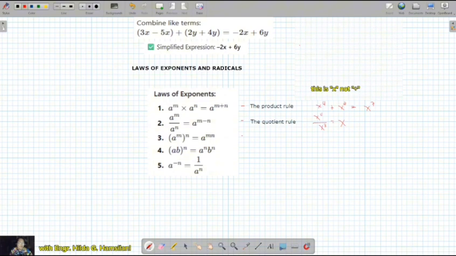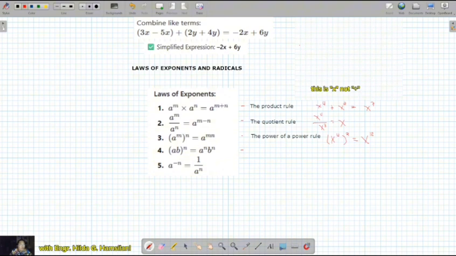Then the third rule is the power of a power rule. In the power of a power rule, when raising a power to another power, you keep the base and multiply the exponents. So let's say, for example, we use the same example, x to the 4th raised to 3. So we keep the base and then we multiply the exponents. So that's the power of a power rule.